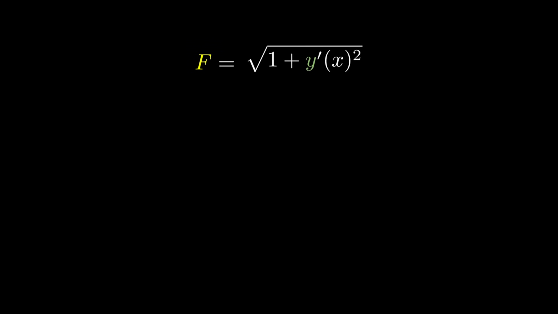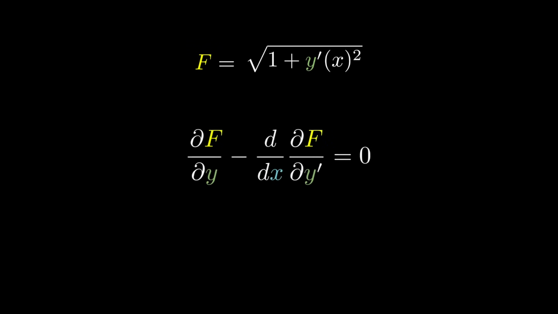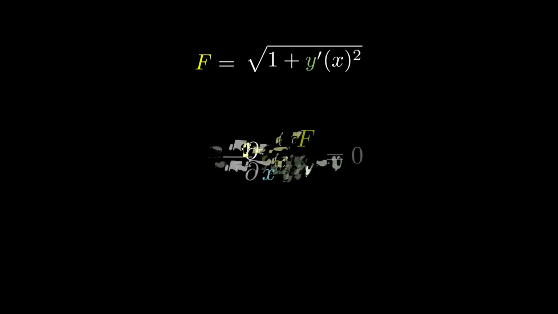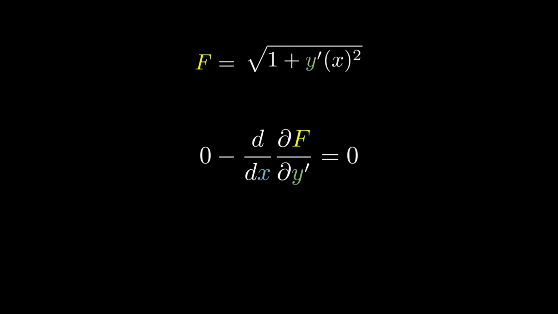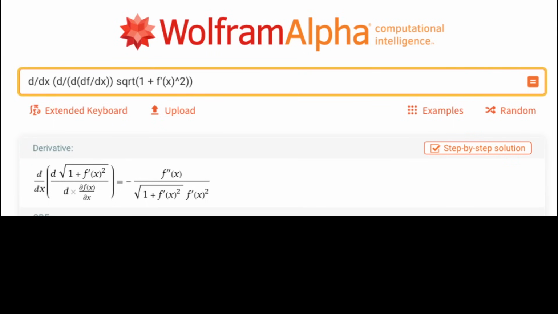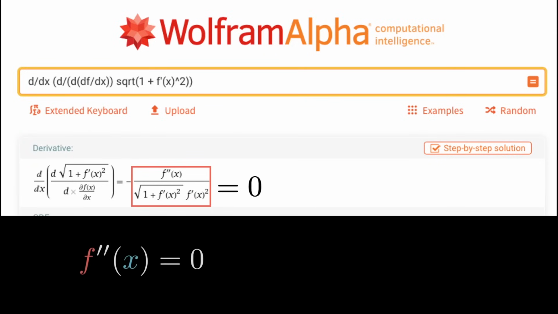Now let's write out the Euler-Lagrange equation. Let's look at each of the terms one by one. Since the function doesn't have a y of x term, the partial derivative with respect to y of x is just 0. Let's look at the other term. I'm going to plug this term into Wolfram Alpha to save us some computation. After doing that, we get this fraction, which we can set the numerator equal to 0. This leaves us with f double prime of x equal to 0, and we can get the solution to this differential equation by just integrating both sides twice.